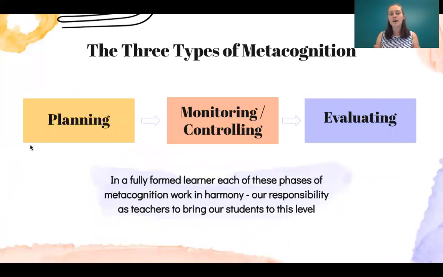Finally, we'd like to talk about 3 different types of metacognition. We have planning, monitoring and controlling, and then evaluating. So in the planning stage, this is before the student has done anything. They think ahead about how they might approach a math problem, or they start to outline how they would go about writing a paper.